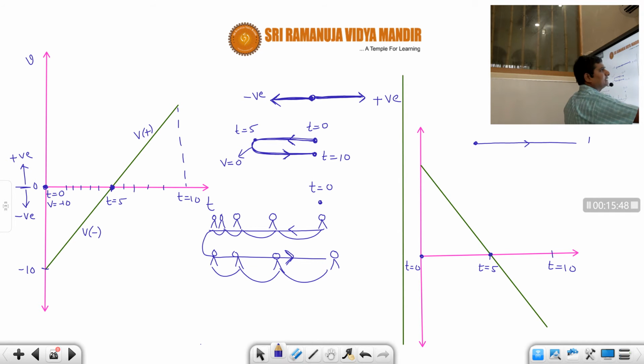Then at t equal to 5 seconds it will become what? Velocity will be 0. Then what will happen? Again it will go, now the velocity is negative. So negative means it has to take a U-turn. Like this it has to come. Okay students, I hope you understood this one.